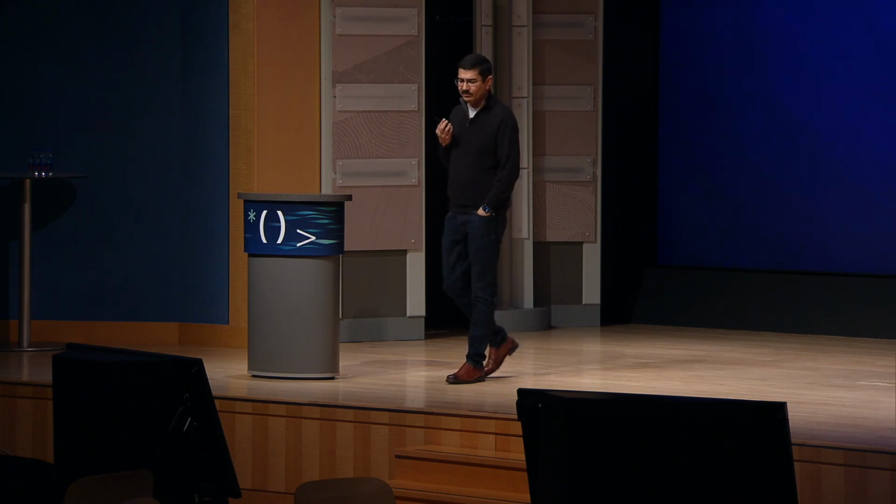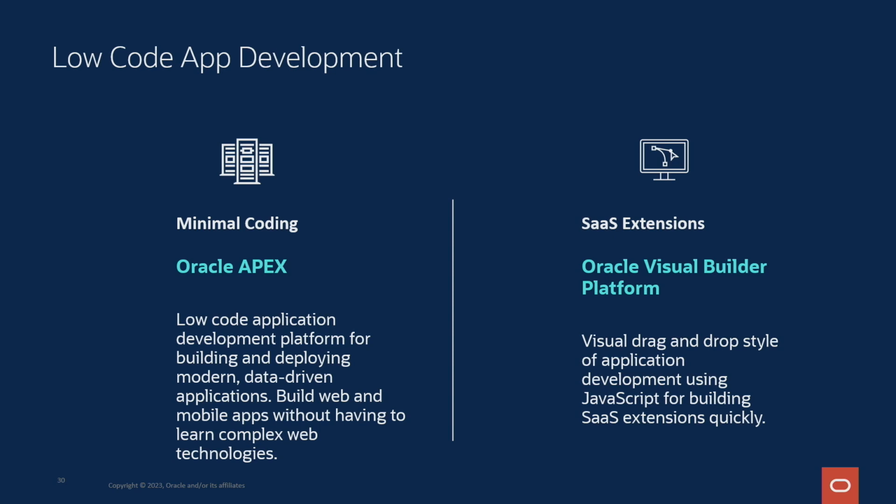So in Oracle Cloud, we have 2 choices for you when it comes to low-code application development. One is Oracle Apex, which is part of the Oracle database. It's a low-code application development platform which comes with the Oracle database. It's also offered as an OCI service. It helps you build modern data-driven web applications and productivity applications.